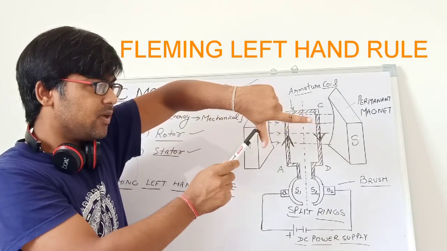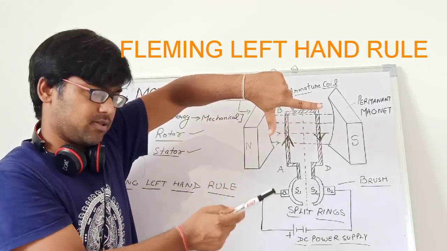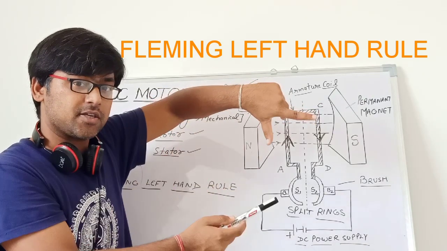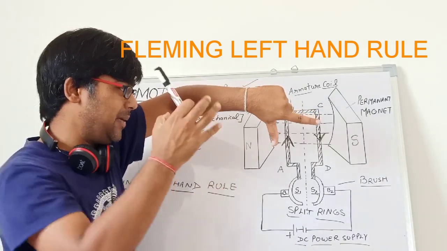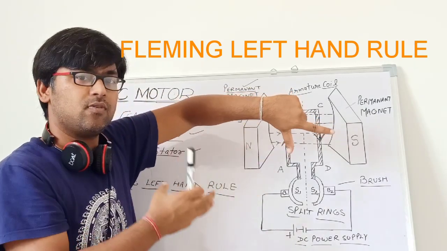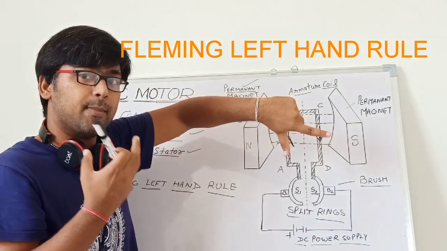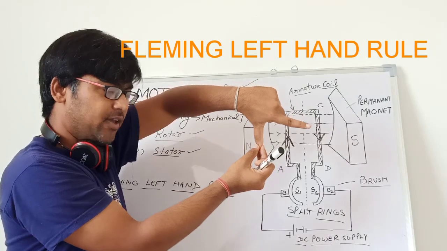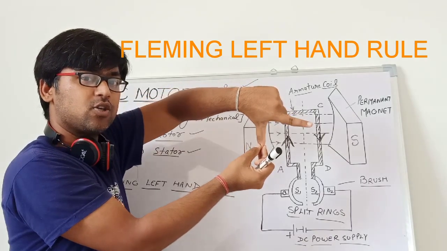Now we can see that this thumb is acting in the downward direction. So basically it is not acting in the downward direction. It is towards the plane of the board, which I am not able to show on the board because we are working in 2D. Clear? But in 3D this finger, you can see, will indicate the direction of force.